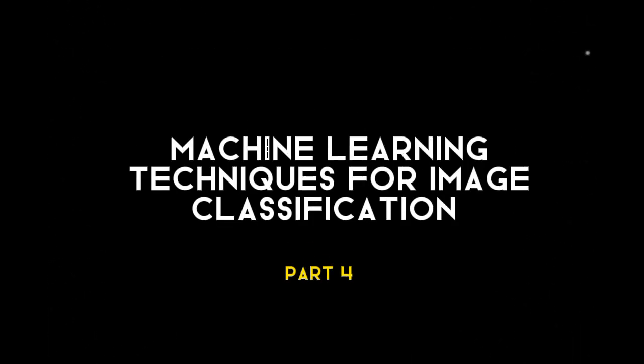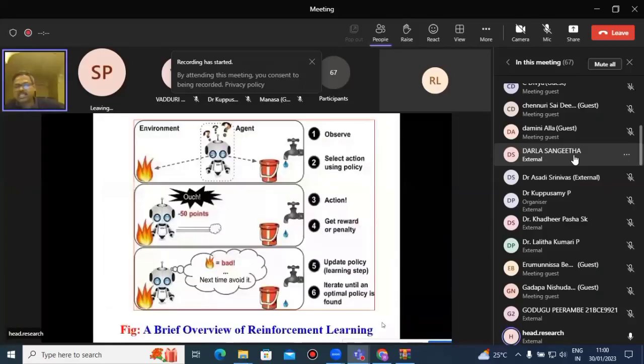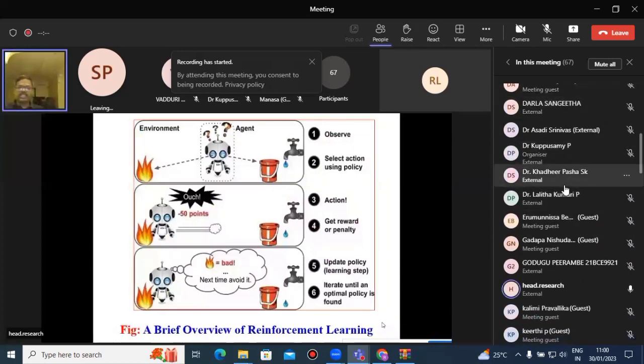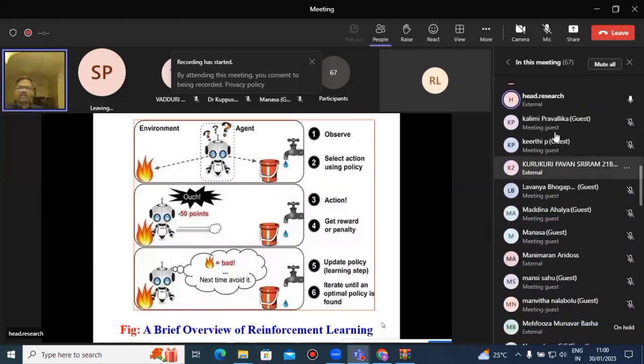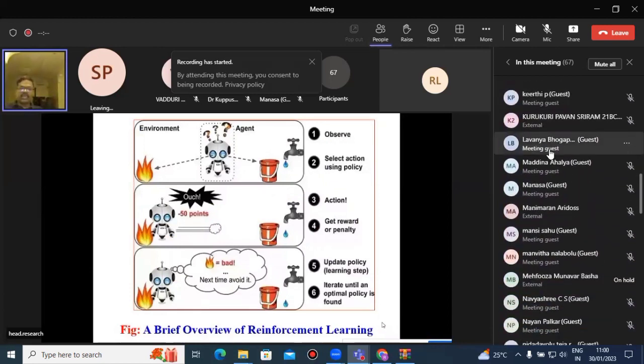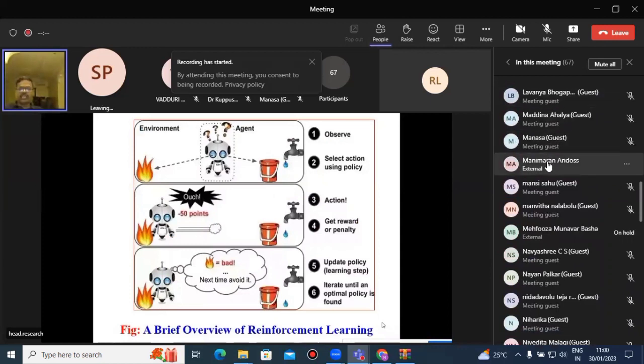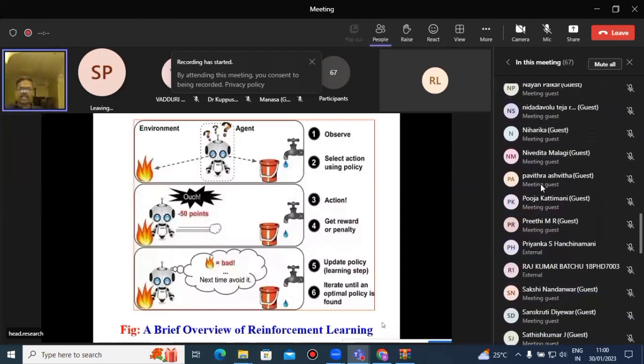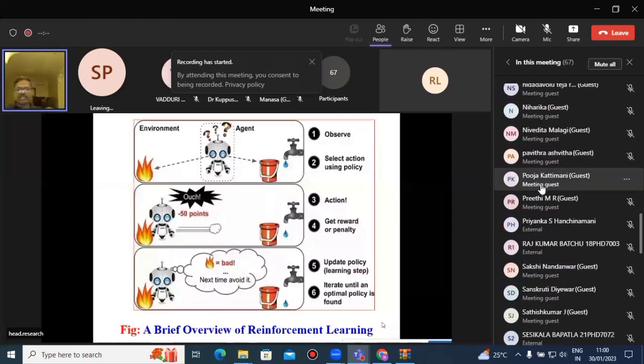Machine learning techniques for image classification. And let us see one more example. I'm going to explain reinforcement learning. There is a problem: there is a fire, there is a bucket full of water, and on the right side there is a fire. So the environment and the intelligent agent is a robot.